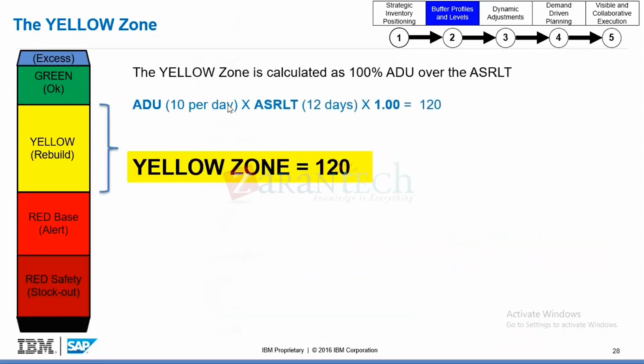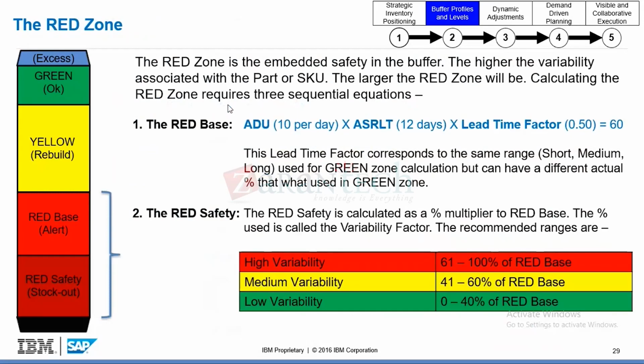Second, yellow zone is calculated as 100% ADU over ASLRT. ADU was 10, ASLRT 12, and 100% of that is 120. So that is our yellow zone. That is calculated as 120. The red zone is the embedded safety in the buffer.